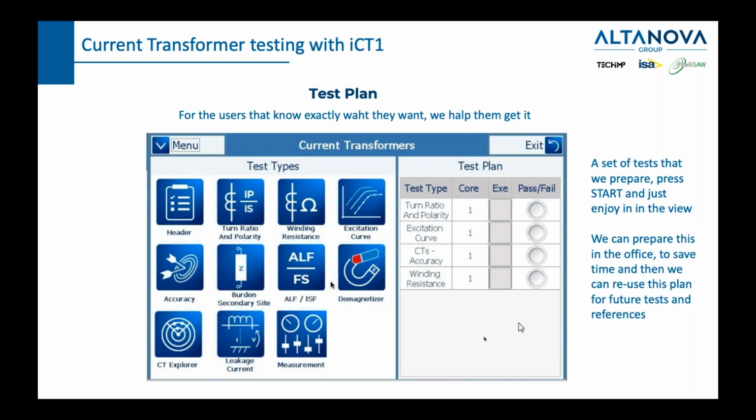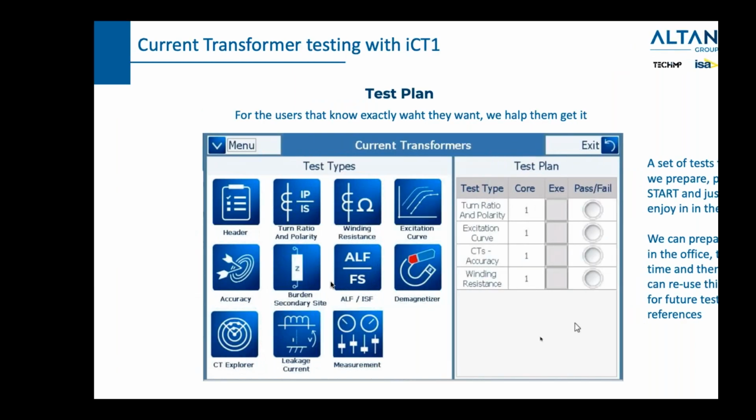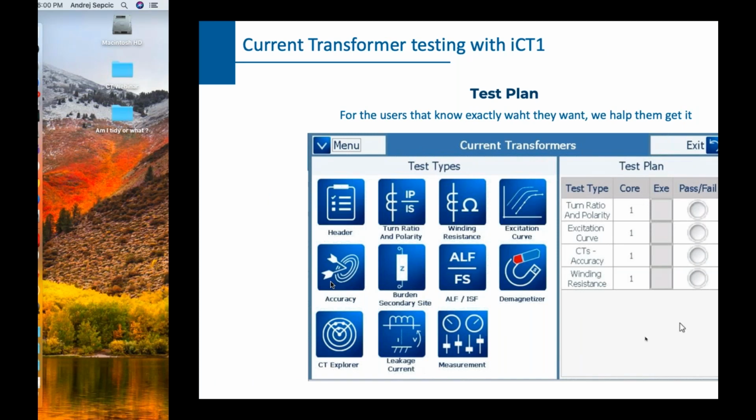So the point of a test plan is you can prepare in your office, before you go to the site, all the tests you want to do on CTs, especially if you have nominal values. That's great. And when we prepare this in the office and run it, we can save this file and always use that same file to test that same CT. So let us take a look at how this looks.